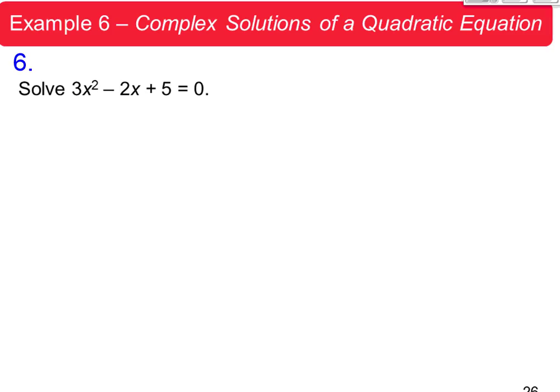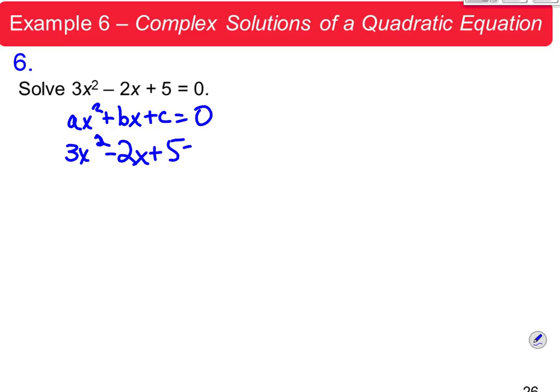Now, our next problem that we're going to look at is just solving a complex quadratic equation. So remember, this is ax squared plus bx plus c equals 0. I'll take a minute and write that now: 3x squared minus 2x plus 5 equals 0. That means a is equal to 3, b is equal to -2, and c is equal to 5.